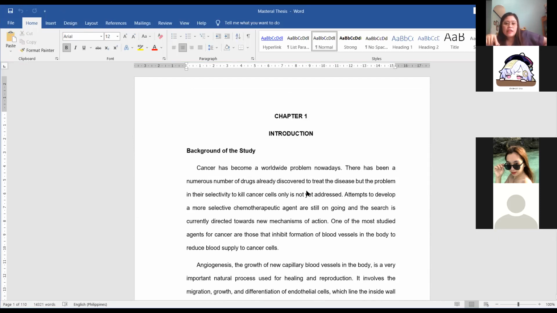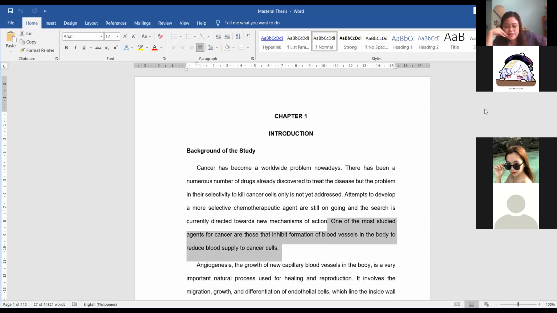So muna, kung nakita ninyo sa first part sa introduction, yes, I introduced cancer as my main problem. As you can see, cancer has become a worldwide problem nowadays. And after that, nag-end akong first paragraph with this one. I introduced the main part of cancer therapy nga gusto nako studyhan.